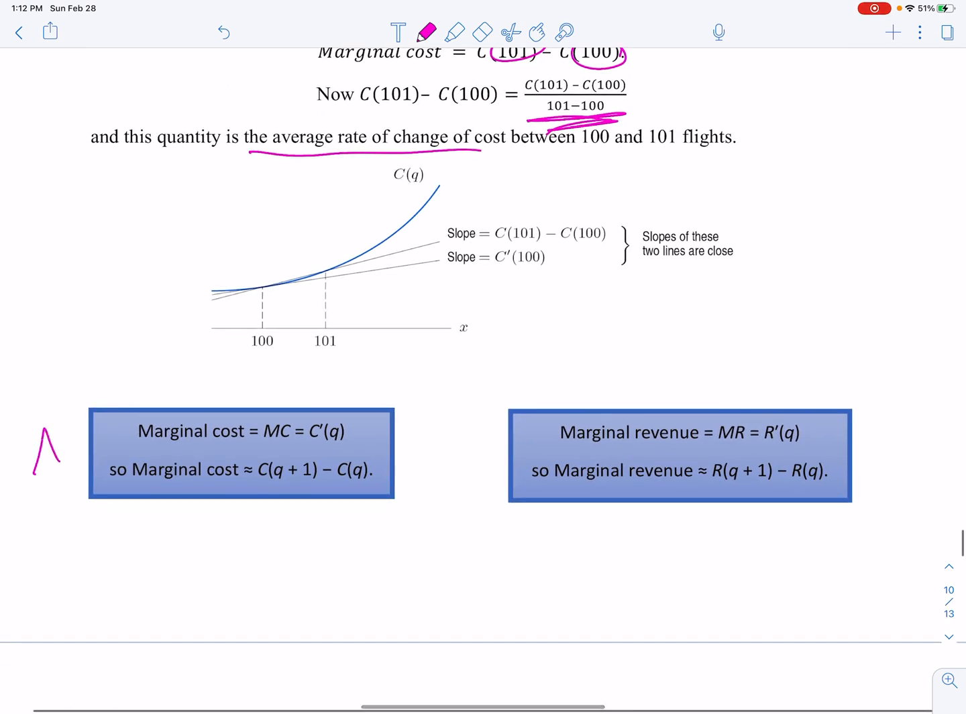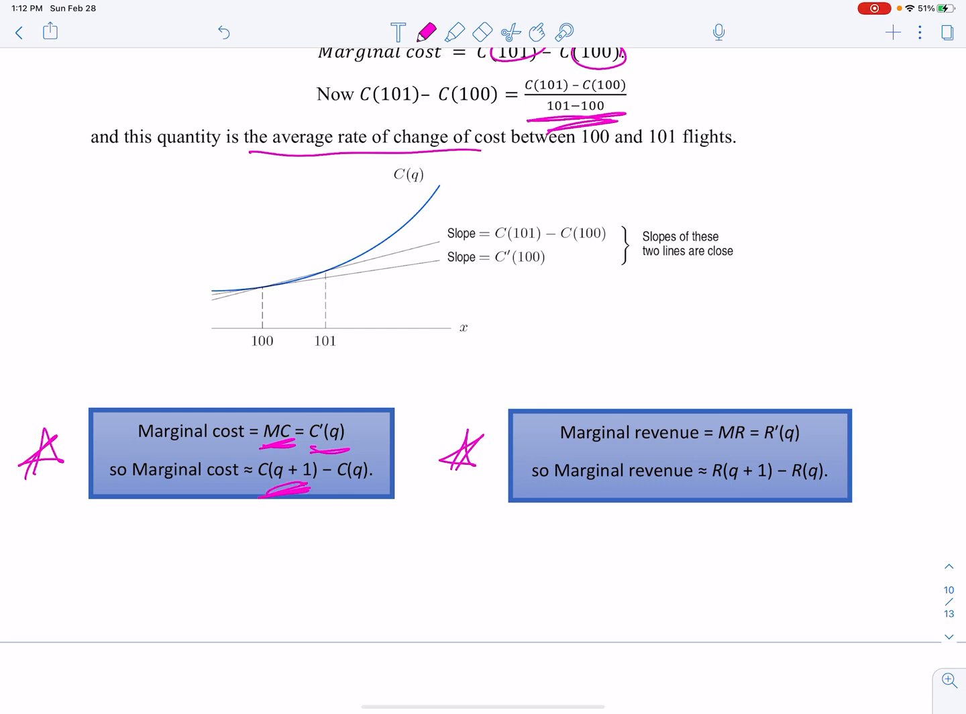So here's some terminology to understand. Make sure you know this stuff. So marginal cost, they write it as MC, is C prime of Q. In other words, it's the first derivative of cost. So marginal cost means find the derivative of cost.